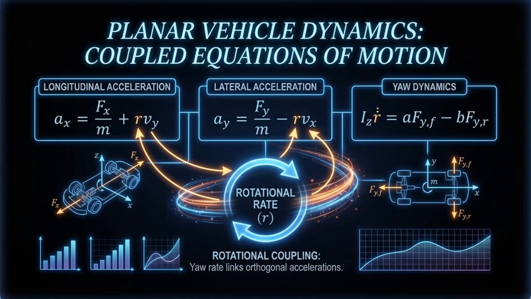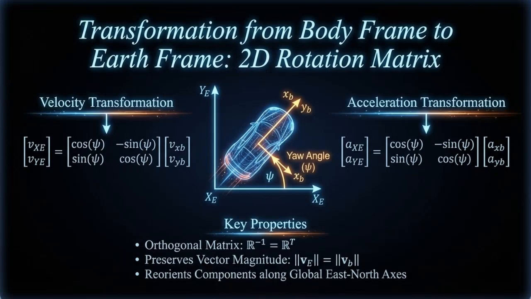Together, these equations show that longitudinal motion, lateral motion, and rotation are fully coupled. The yaw rate links motions that would otherwise be independent, making vehicle dynamics inherently interconnected. So far, all forces, velocities, and accelerations were written in the vehicle body frame.